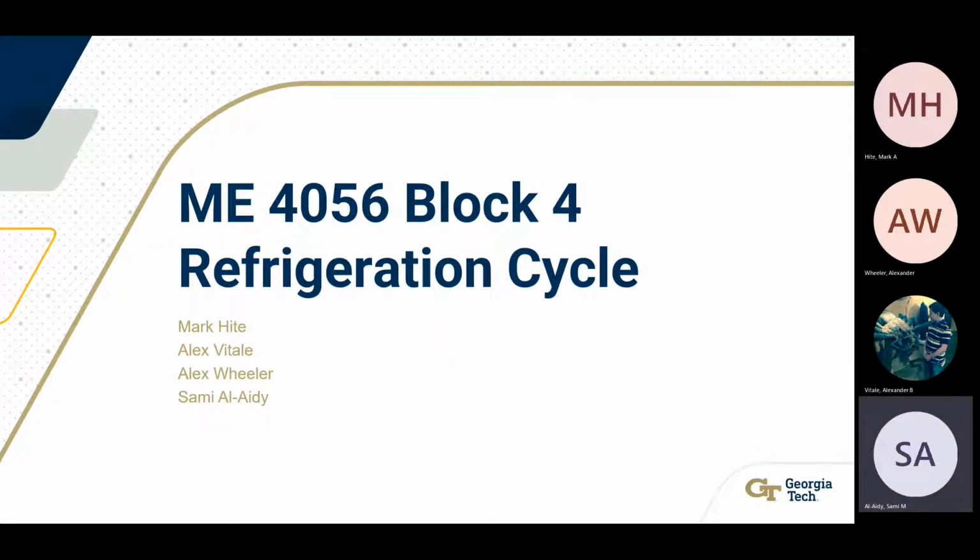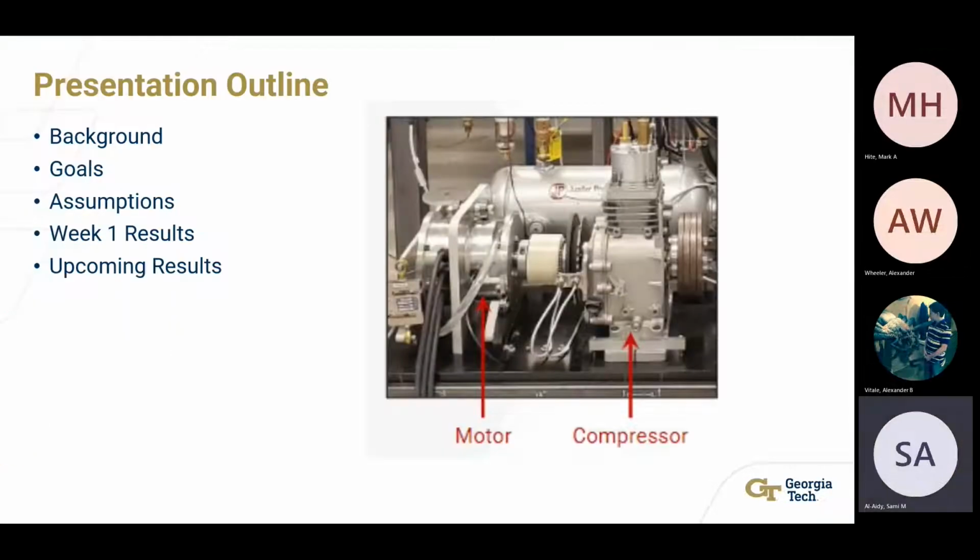This is the presentation for ME4056, Block 4, Group 4, the refrigeration cycle. This presentation will start off with some background and goals for the experiment, move into the assumptions that are made for the project, and discuss the results for the data that has already been collected, and then finally move into the conclusion of what we expect to happen during a transient analysis.